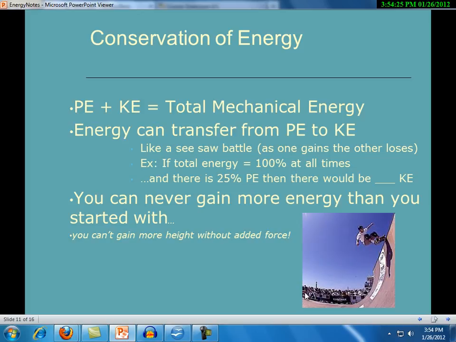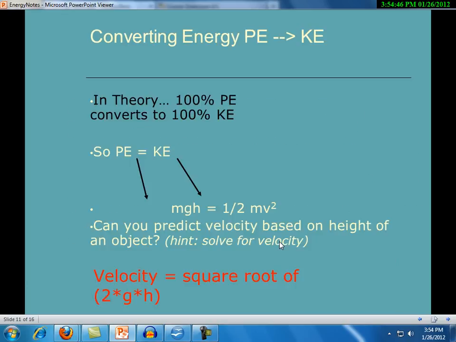So this guy on the skateboard, he can't go up to here, and then when he gets to the other side, he's not going to be able to go up even higher and higher. At some point, he's going to be losing some of that energy. You cannot, with the same amount of force, get the same height. Now, if he puts more force into it or does a certain move, he might be able to get it higher, but then he's adding more energy to get it to do that.